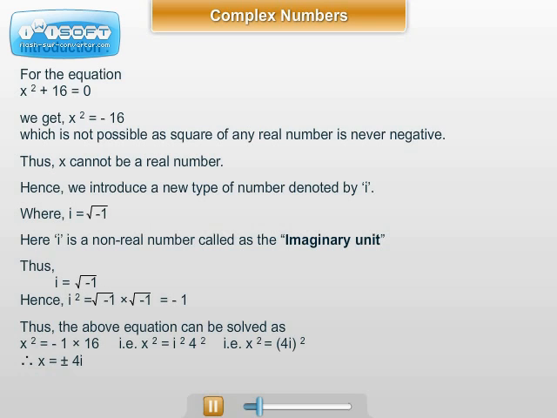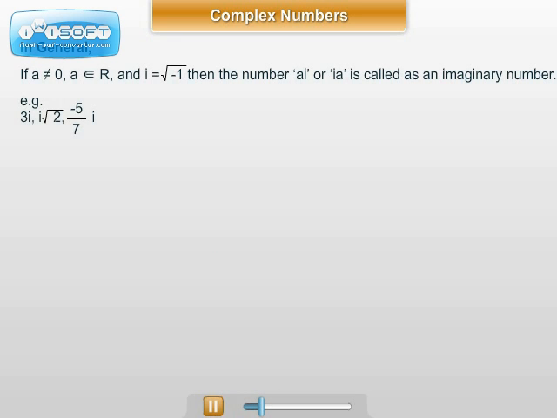The numbers like 3i, i root 2, minus 5 upon 7i, etc. are called imaginary numbers. In general, if a is a non-zero real number and i equal to root minus 1, then the number ai or ia is called an imaginary number.